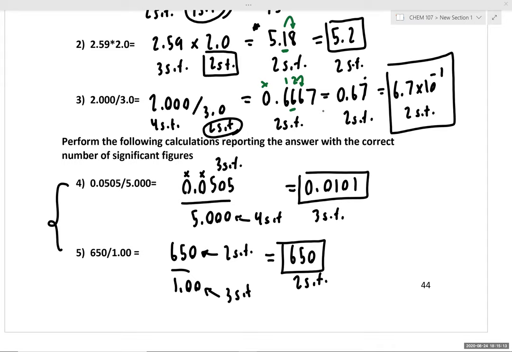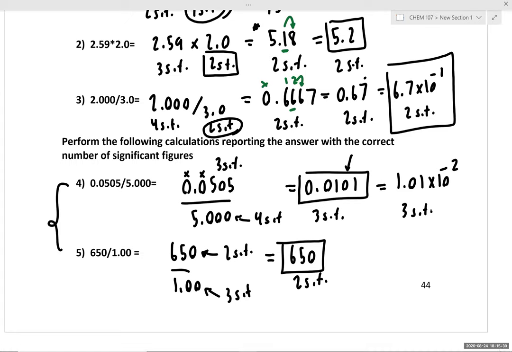So when we punch this into our calculator, we get 0.0101, which in turn, this number exactly matches our requirement as it has three significant figures. We can also rewrite this number as 1.01 times 10 to the negative second, and we can clearly see now that this number has three significant figures.